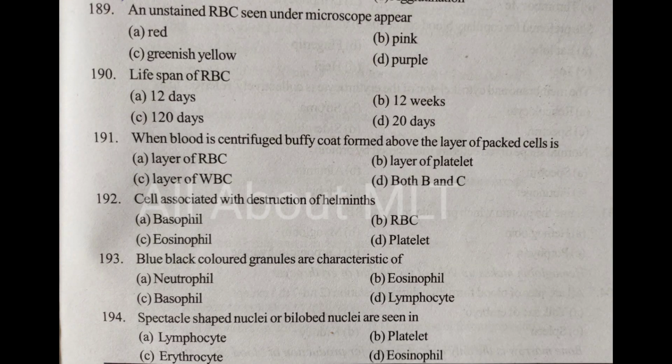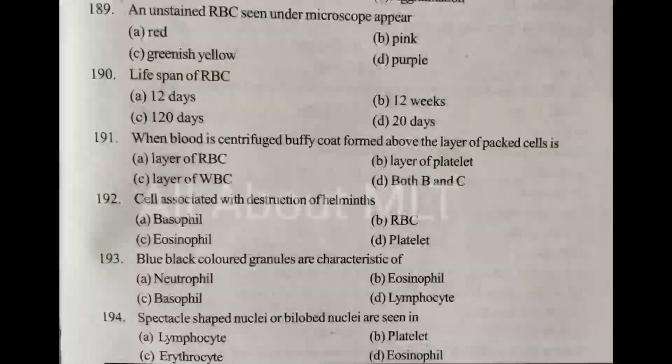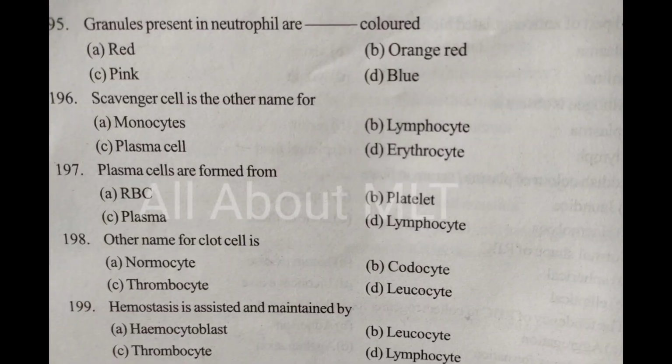Blue-black colored granules are characteristics of: option A neutrophils, option B eosinophils, option C basophils, option D lymphocyte. Answer is option C basophils. Spectacle-shaped nuclei or bilobed nuclei are seen in: option A lymphocyte, option B platelet, option C erythrocyte, option D eosinophil. Answer is option D eosinophil. Granules present in neutrophils are dash colored: option A red, option B orange red, option C pink, option D blue. Answer is option C pink.